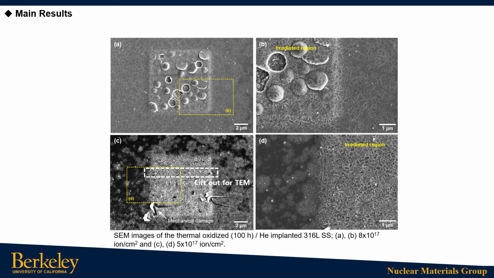This is the top view of the implanted surface at the 8×10^17 dose, figures A and B. There were nanoscale blisters and holes. On the other hand, the 5×10^17 dose sample, C and D, did not show these blisters and holes. The TEM sample was lifted out at this white square and was observed using the TEM.